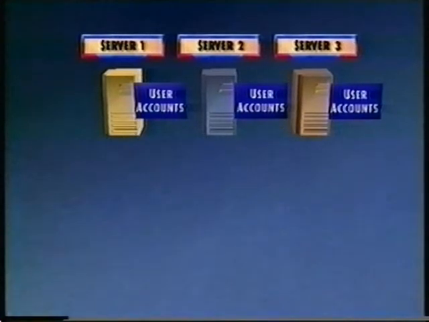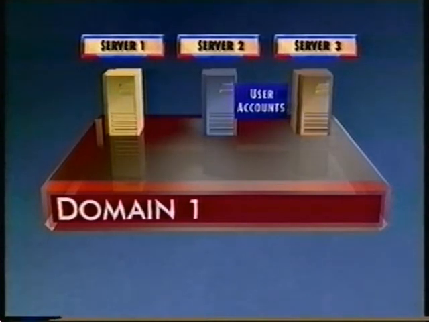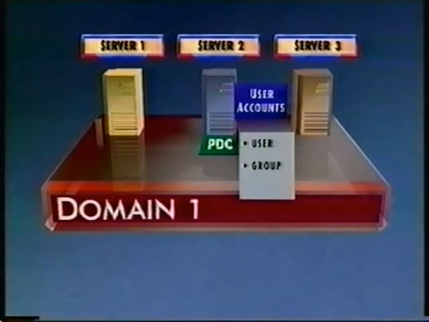The multi-server problem was solved by grouping the servers into a logical organization called a domain. A domain consists of one or more servers running Windows NT Server software. Together, they function as a single administrative unit by centralizing account administration and security policies in a master database on one server. This server is called the Primary Domain Controller, or PDC. All the servers in this domain share the user, group, and security policy information in this database, so all the accounts for the entire domain can now be managed from a single point.